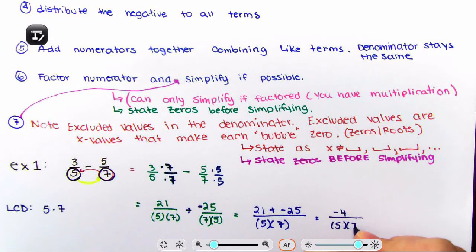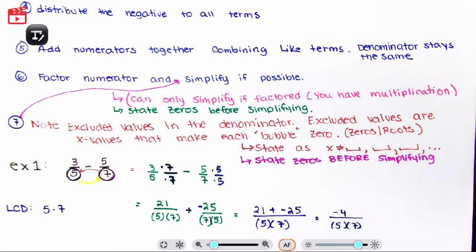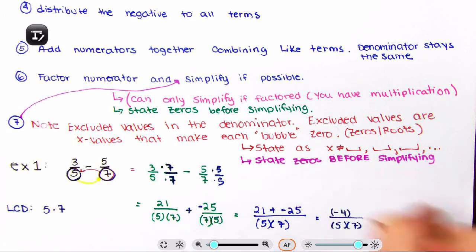5 times 7. Now, the reason we are keeping the denominator in factored form is because sometimes after you have simplified your numerator, things can cancel out. So if you already have the denominator in factored form, it's easier to see if there are any bubbles that are identical that you can cancel out. In this case, I have a negative 4 in the numerator. I have a 5 and a 7 in the denominator. My bubbles do not match. So in order for you to cancel anything out, your bubbles have to be identical. 4, 5, and 7 are completely different bubbles.